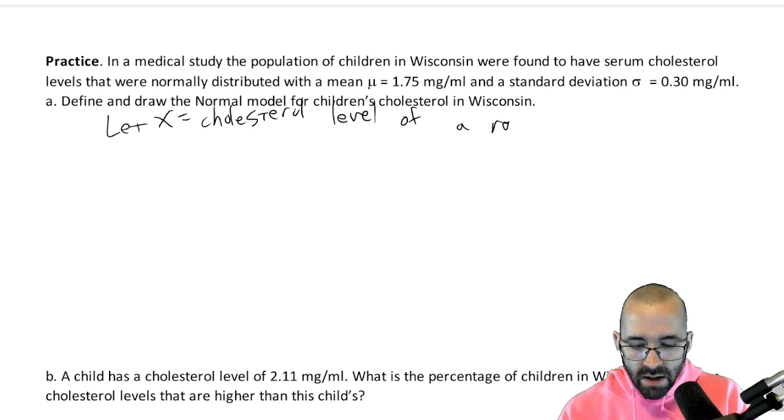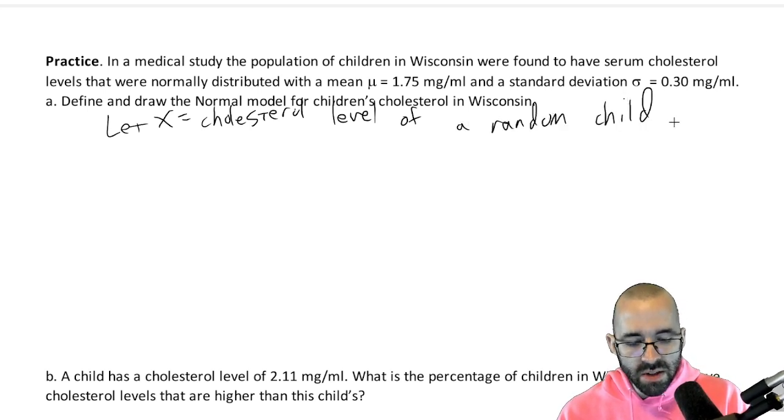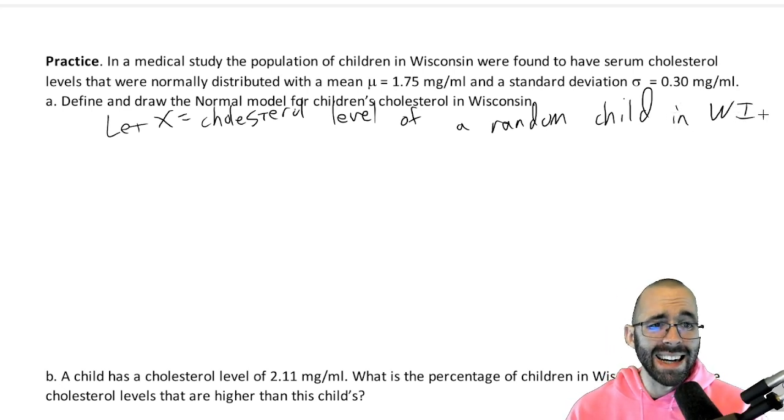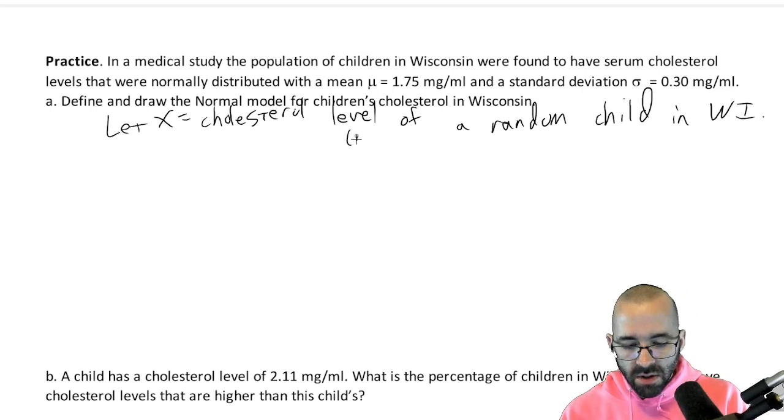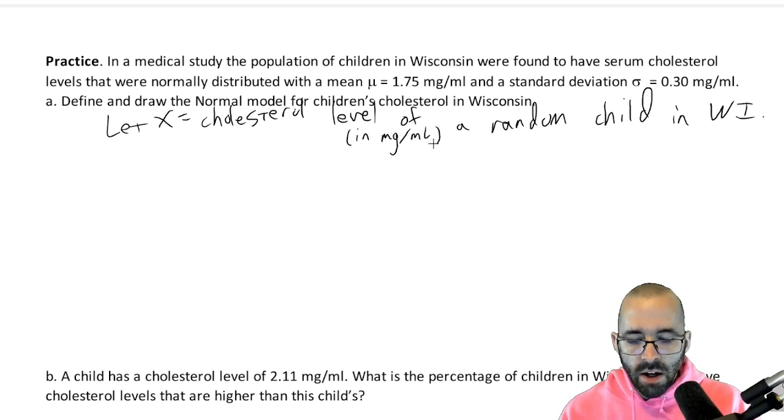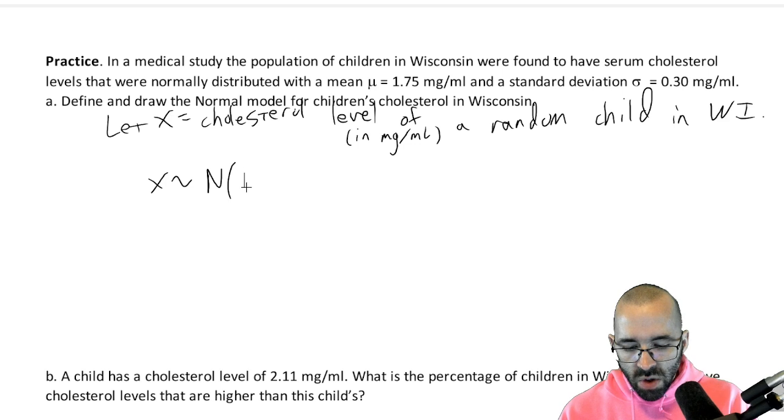of a random child. I promised we'd go to Wisconsin. Here we are. I think that's WI. Okay, we have been told in a cholesterol level, our units are going to be in milligrams per milliliters. We've been told that X is normally distributed with a mean of 1.75 and a standard deviation of 0.3.